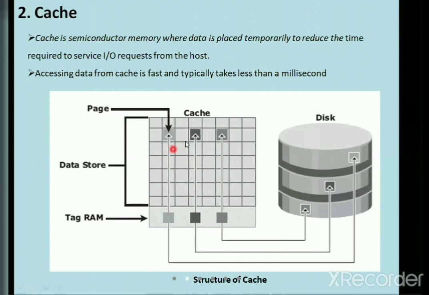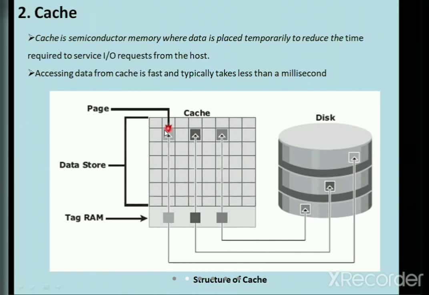You can see that this cache memory has been divided in terms of blocks, in terms of rows and columns. Each particular block is where the data storage takes place, and this part is called a page. I hope you have come across the concept of paging in operating systems, right? So this is the concept of paging.